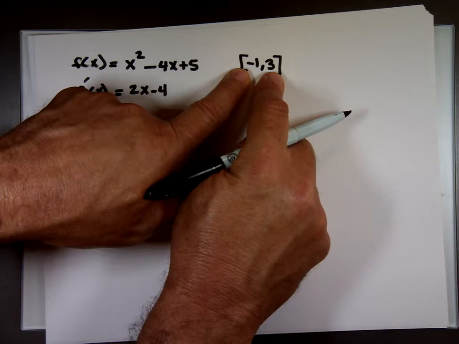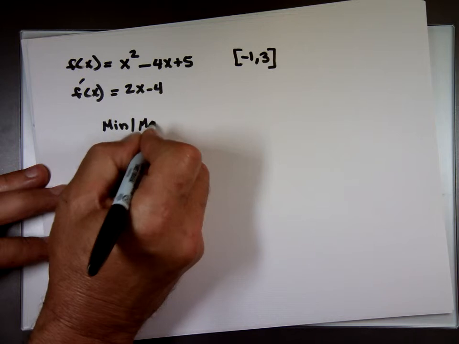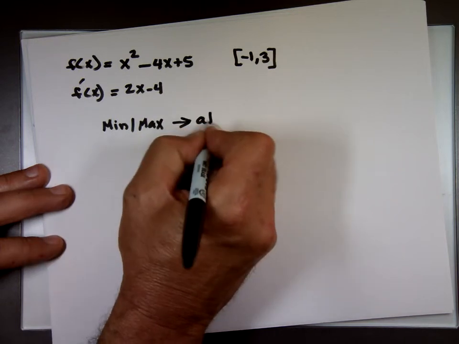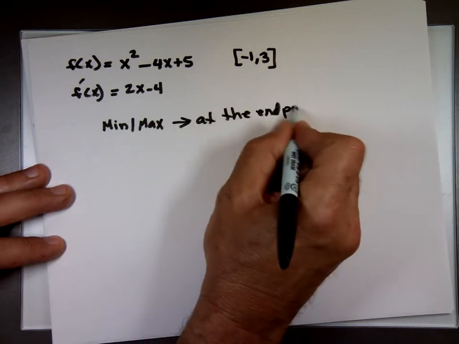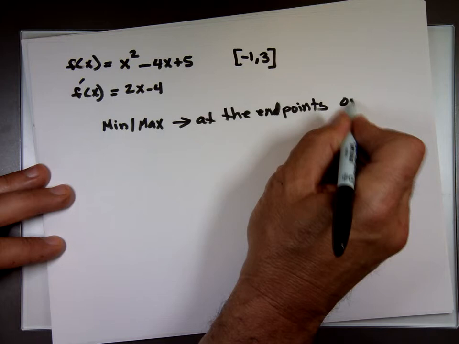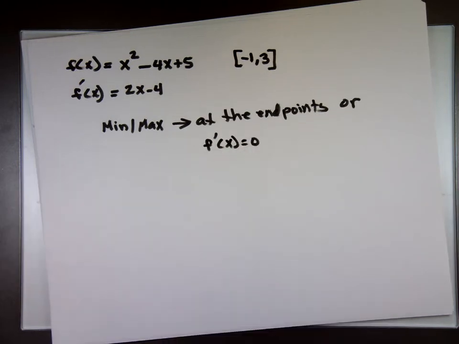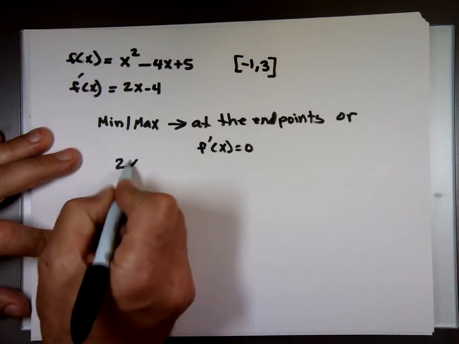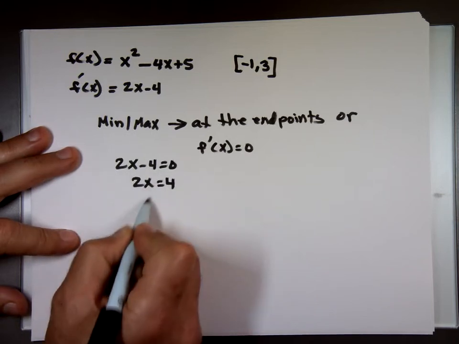Or, where's the other option? So the min and max are going to be where? Either at the endpoints or where the derivative is equal to 0. So let's take the derivative and set it equal to 0. 2x minus 4, set it equal to 0. 2x equals 4, x equals 2.